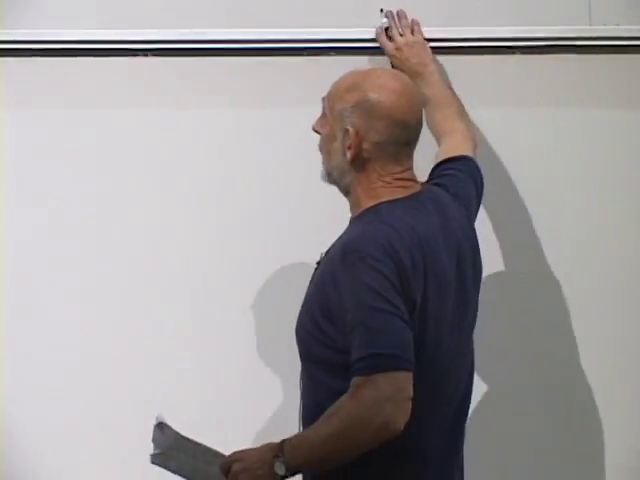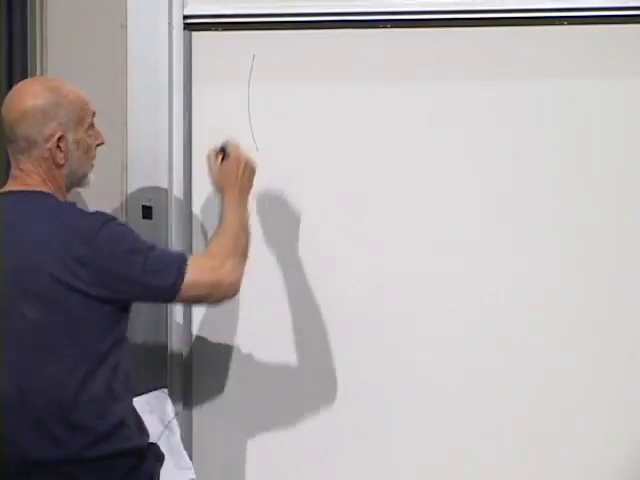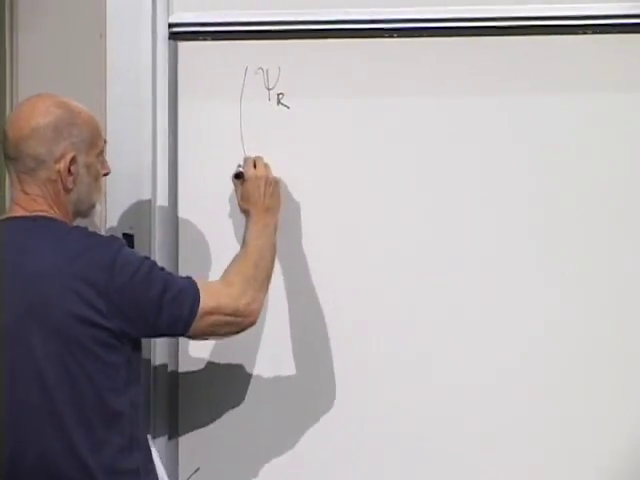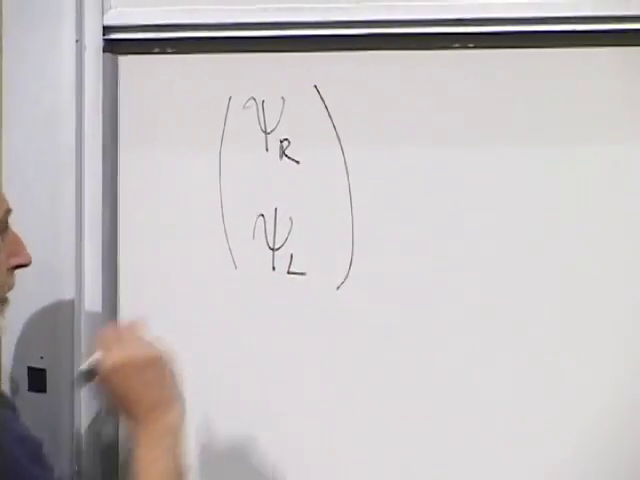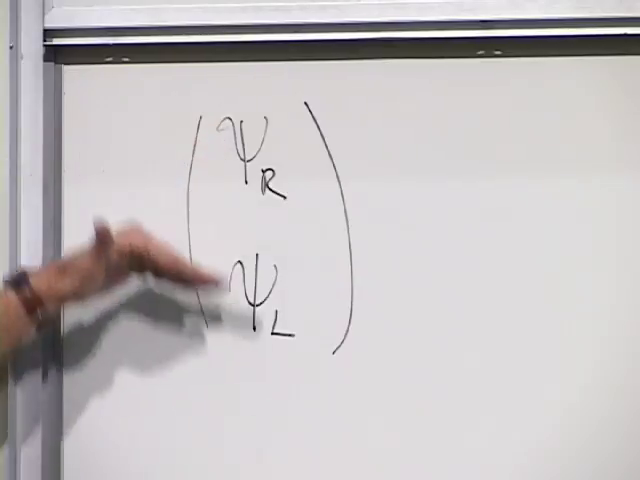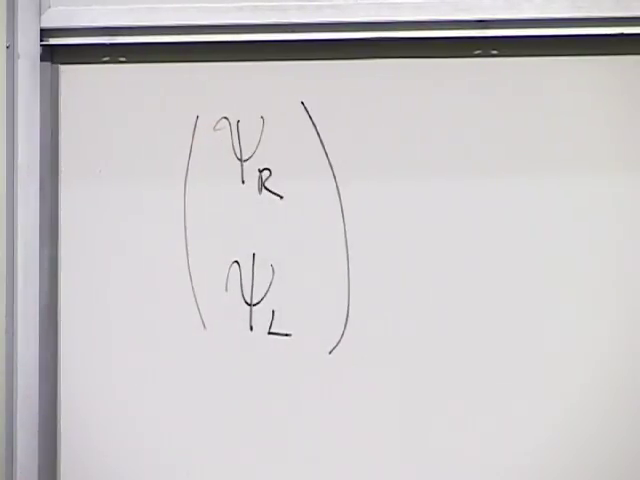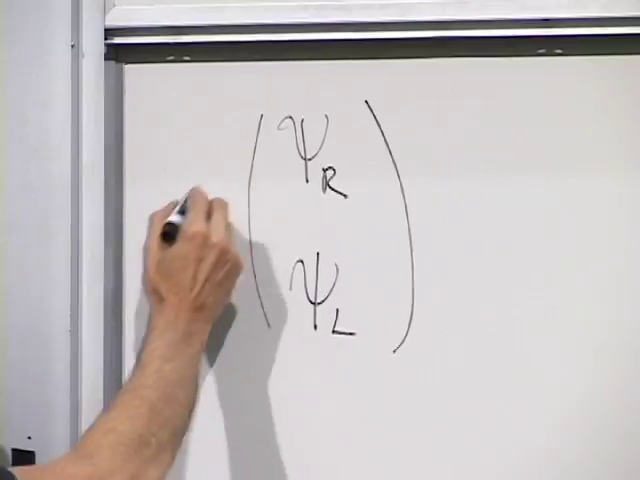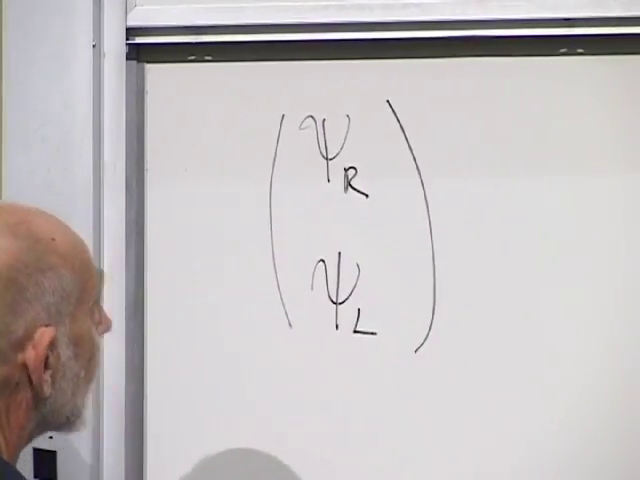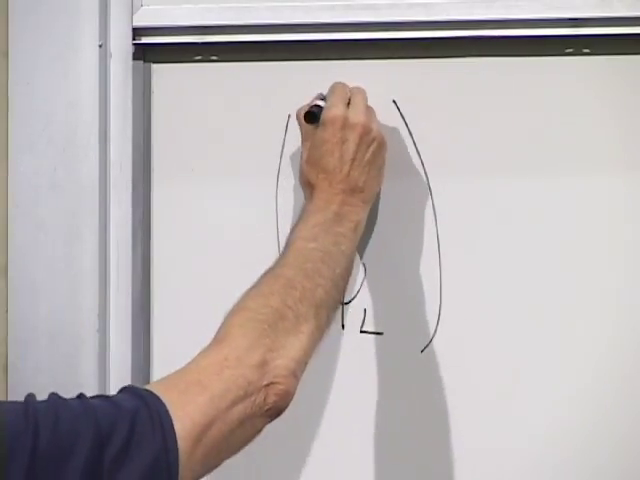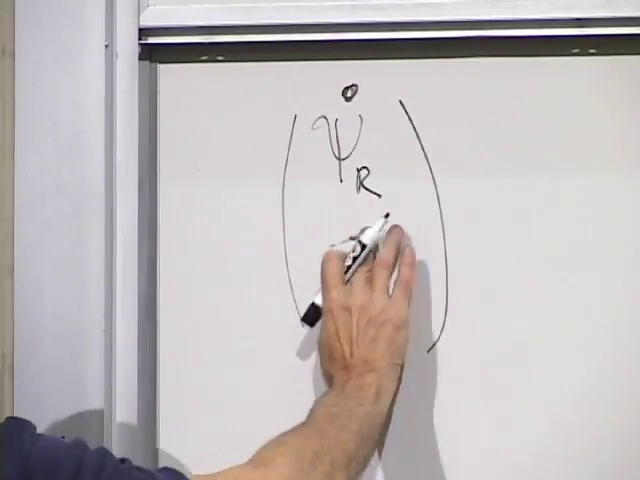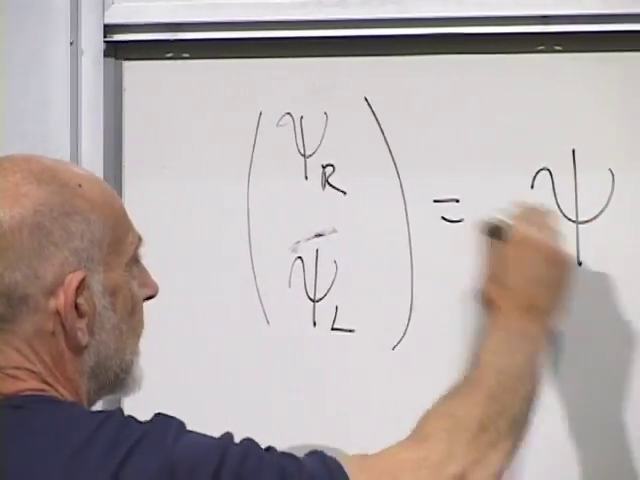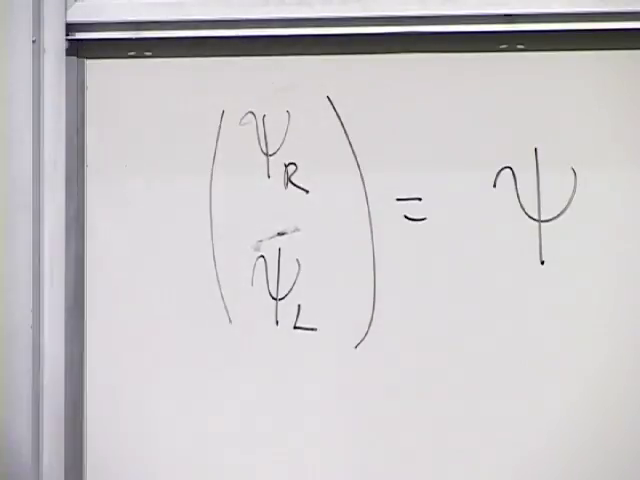But just as a matter of notation, let me teach you a notation which is important in this subject. Let's take psi right and psi left and put them together and make a column vector out of them. Now, this is purely notation. There's no physics in it, but it's a notational trick which we'll use over and over again. Then rewrite this equation in the following way. Dot means time derivative. Let's call this psi. It's now just psi, but it's a column vector. It's neither left nor right, but contains both of them.